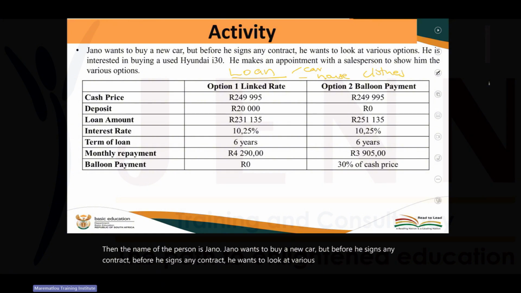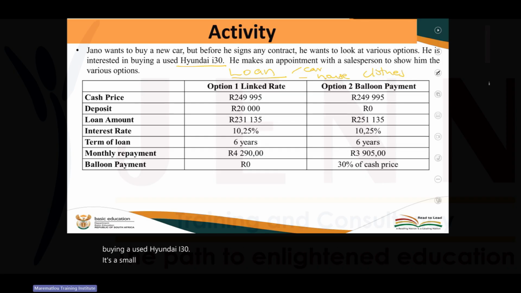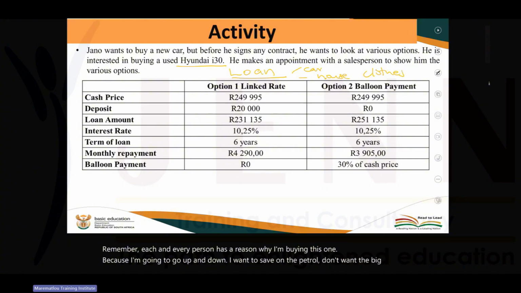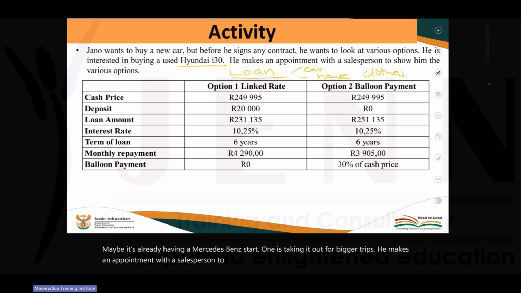He's interested in buying a used Hyundai i30. It's a small car, but remember, each and every person has a reason why I'm buying this one. Because I'm going to go up and down, I want to save on the petrol, I don't want a big one. Maybe he's already having a Mercedes Benz that one is taken out for bigger trips. He makes an appointment with a salesperson to show him the various options.